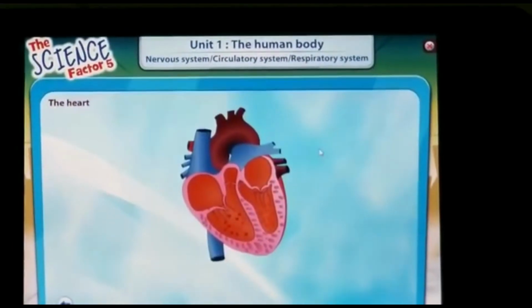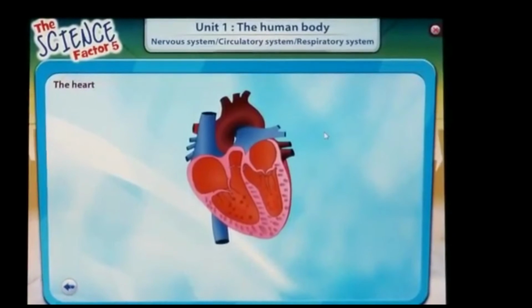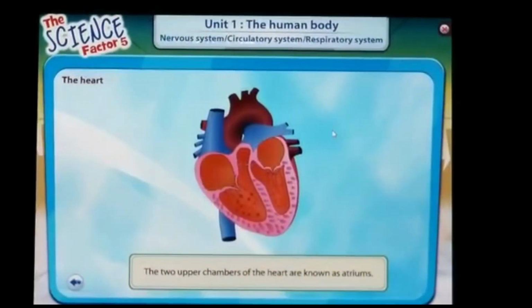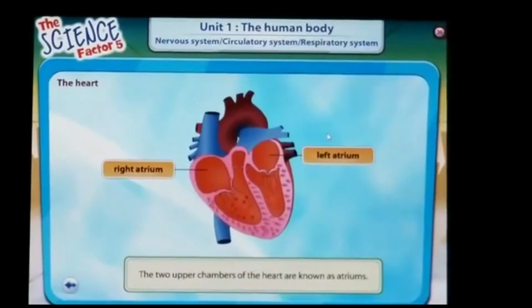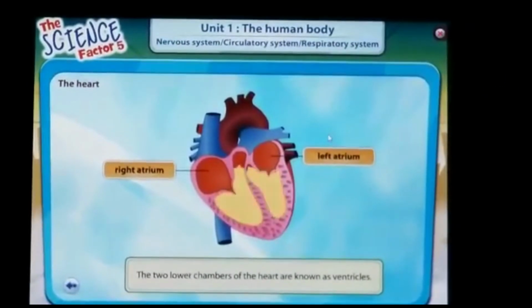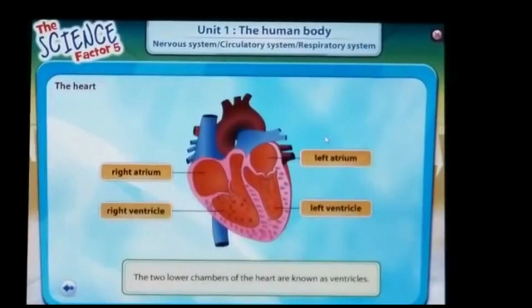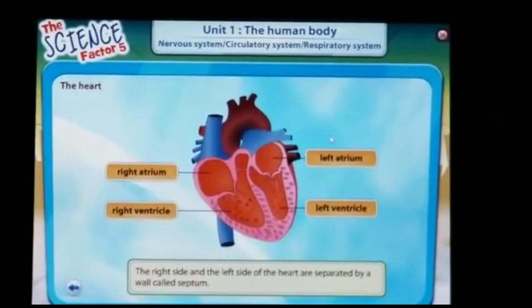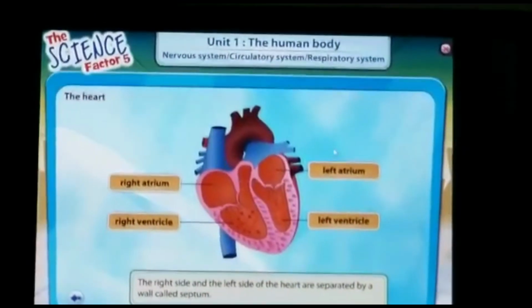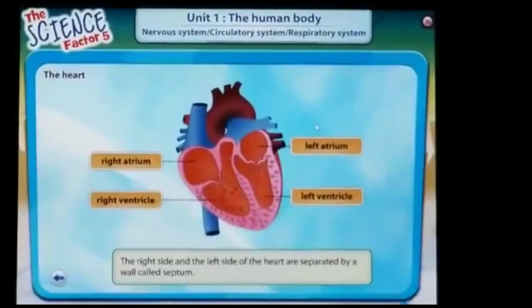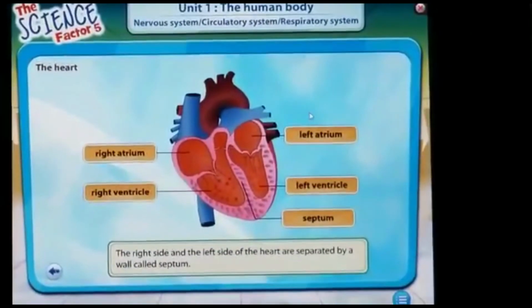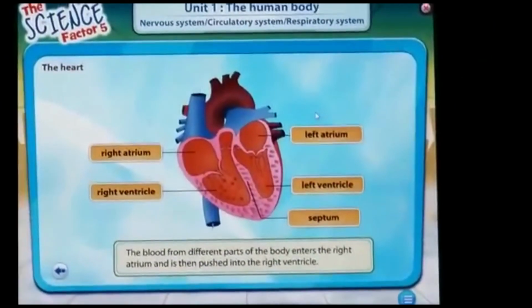The heart is divided into four chambers. The two upper chambers of the heart are known as atriums. The two lower chambers of the heart are known as ventricles. The right side and the left side of the heart are separated by a wall called septum. Let us now see how the heart works.